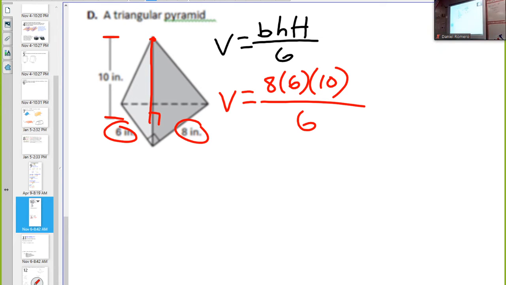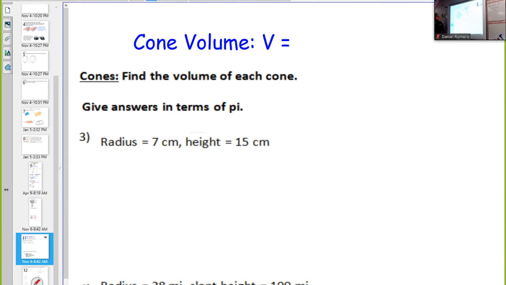Since we're all superstars with order of operations, or order of operations ninjas, we know that those 6's will cancel out. So what are we left with? What's the volume here? 80. If I ask you for a unit, what would the unit be? Yes, cubic inches. Any questions there? Let's keep on.